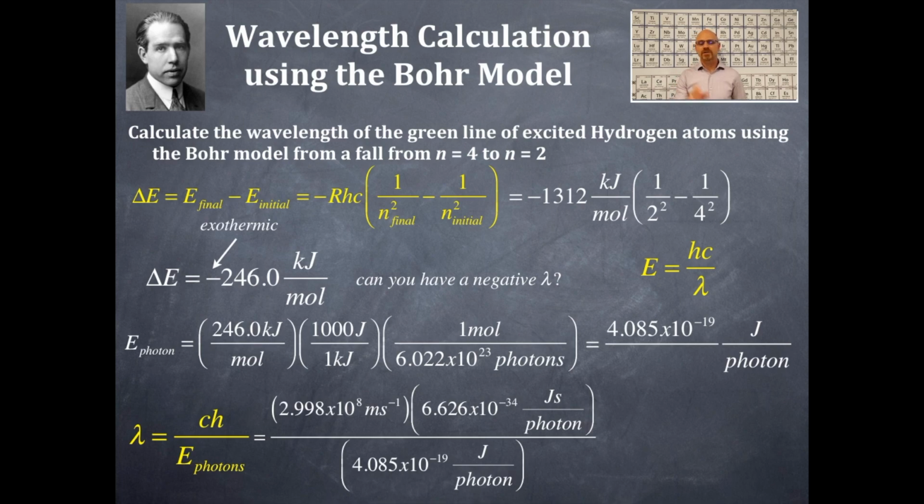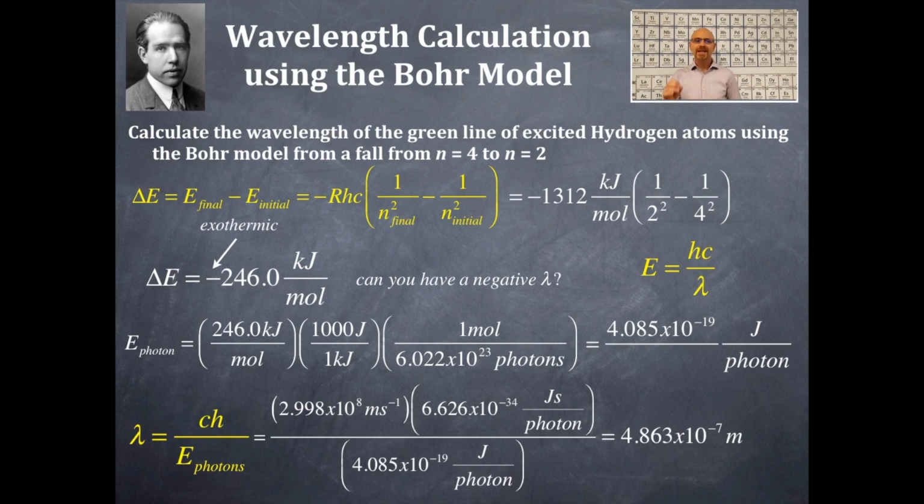Okay, you should see that the photons cancel out, the joules cancel out, the seconds cancel out, and we are left with meters, which is a length, which would be a wavelength. So this is the value in meters. That's 4.863 times 10 to the negative 7 meters. Now you're going to ask yourself, well, is this a valid wavelength? It is most certainly a valid wavelength.